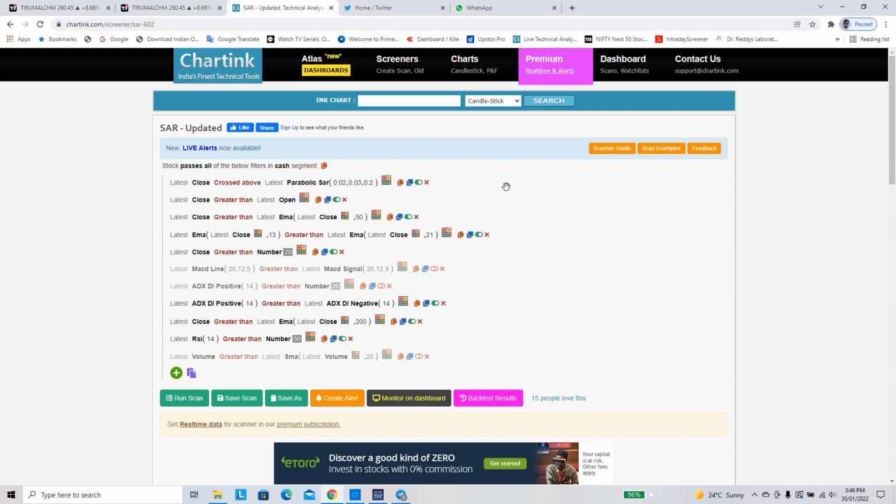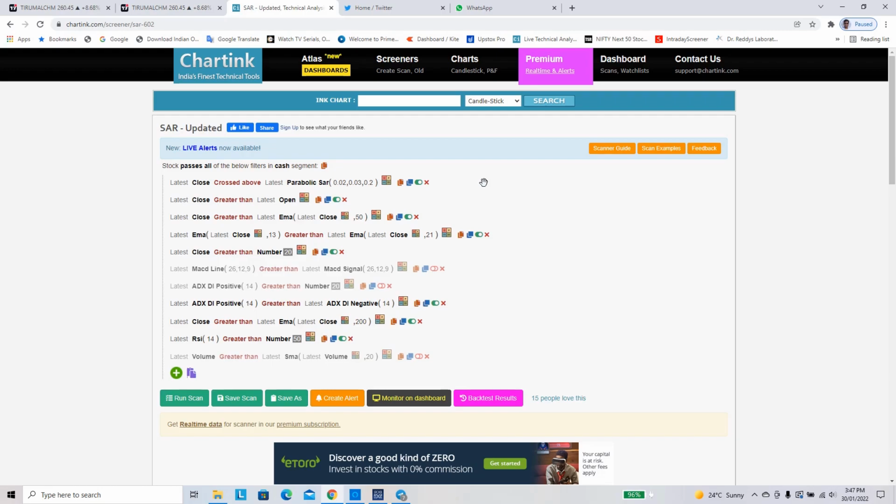I will explain what exactly this screener is all about and how it is developed. As I explained in my earlier video, the main hero of our Junior KG strategy is Parabolic SAR. So our first logic is: latest close crossed above Parabolic SAR. We want stocks which are giving a buy signal on the first day when the Parabolic SAR gives a buy signal. We want the stock on the first day itself.